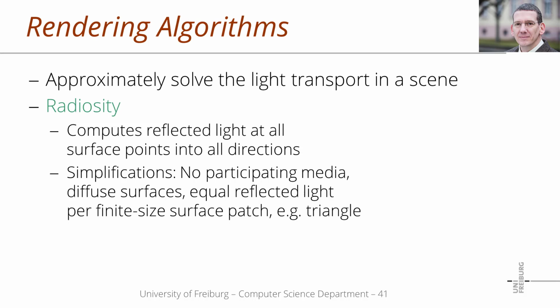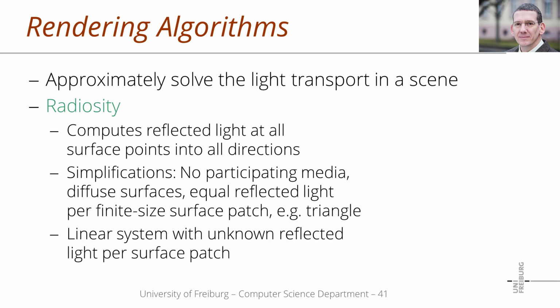Another simplification is the discretization of surfaces. Instead of considering an infinite number of surface points, we just consider a finite number of finite size surface patches. So basically we consider a triangulated surface with n triangles, and then for each triangle we compute the reflected light into the scene. So in radiosity we solve a linear system with unknown reflected light per surface patch. The radiosity rendering concept will not be covered in this key course. Instead, it's covered in the advanced rendering course.